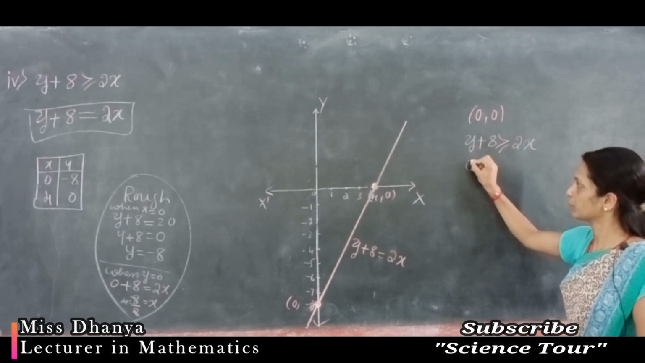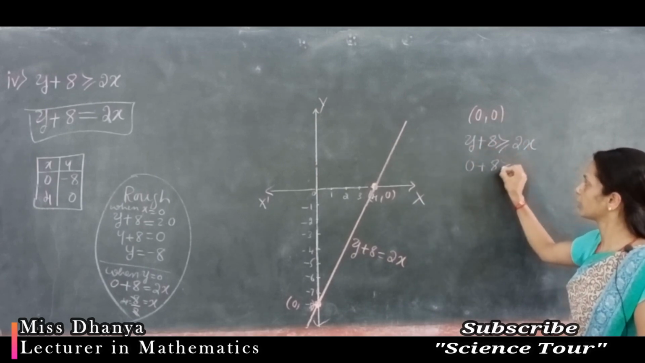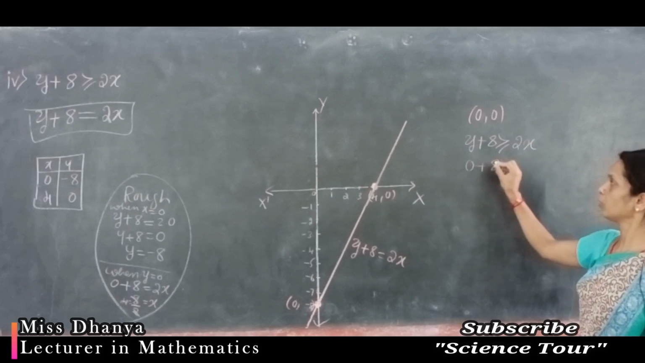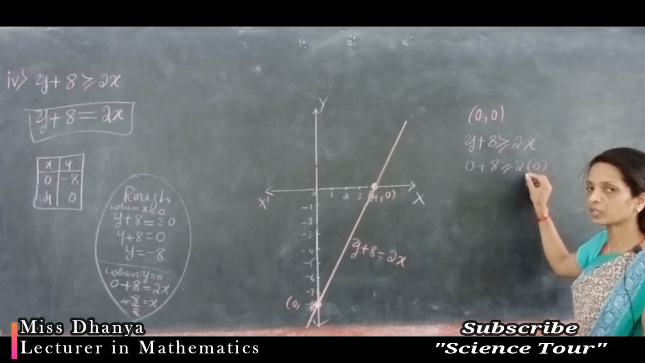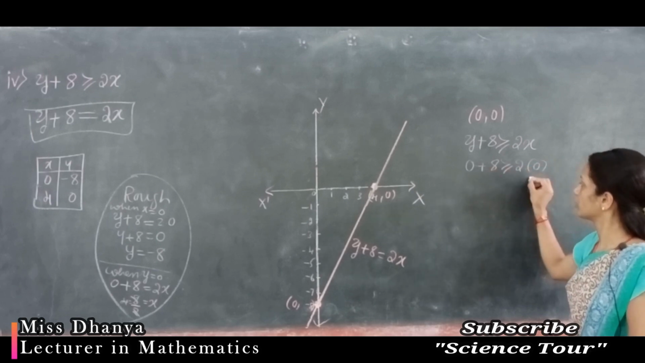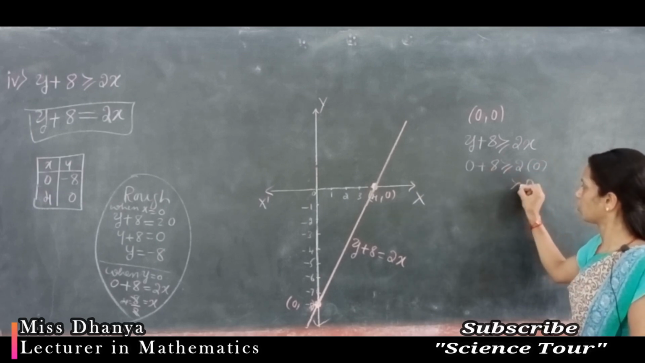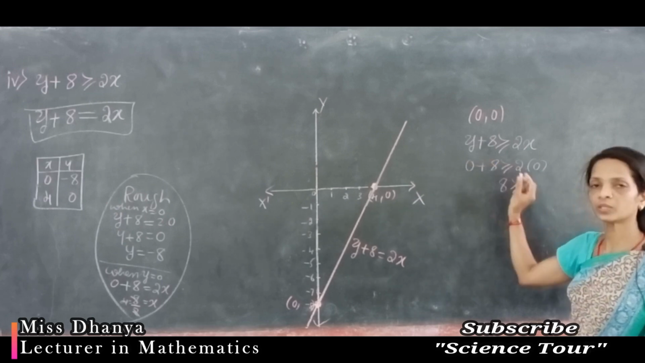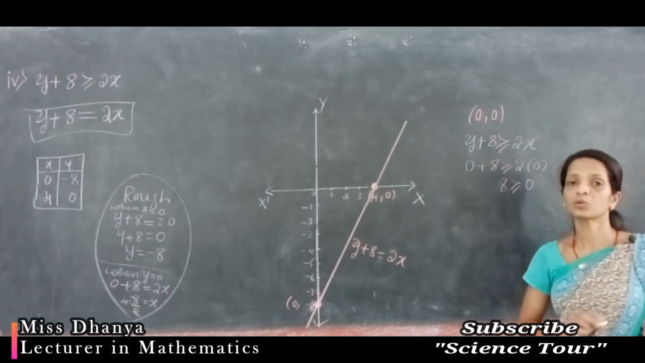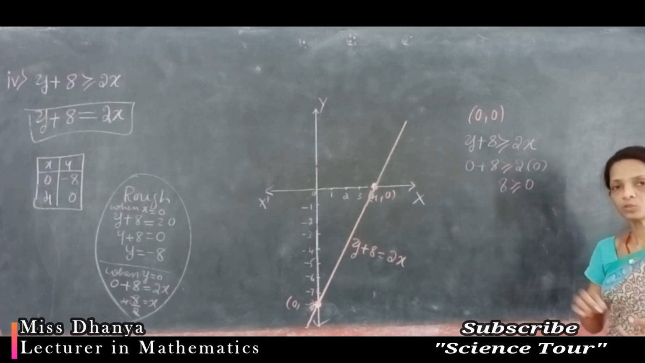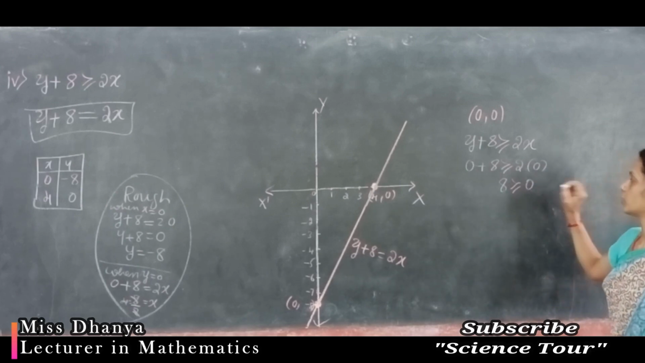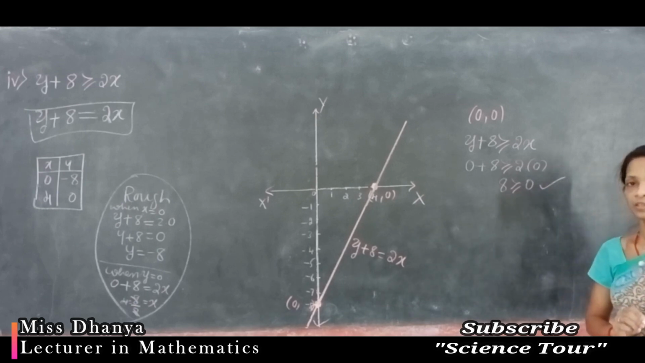So y place 0 and x place 0, then we get 0 plus 8 greater than or equal to 2 into 0, 0 into anything is 0. So you have 8 greater than or equal to 0. Whether this inequality is a correct inequality or a wrong inequality, you know that 8 is greater than 0. So this inequality is a correct inequality.